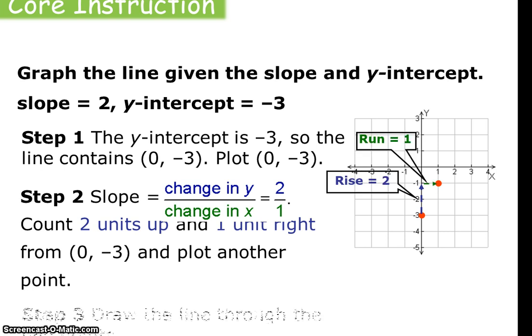And then once I have 2 points, I can simply draw a line through it. And of course, I can continue that sequence. I could go up 2/1, up 2/1 to get multiple points on the line. But of course, 2 points is enough.